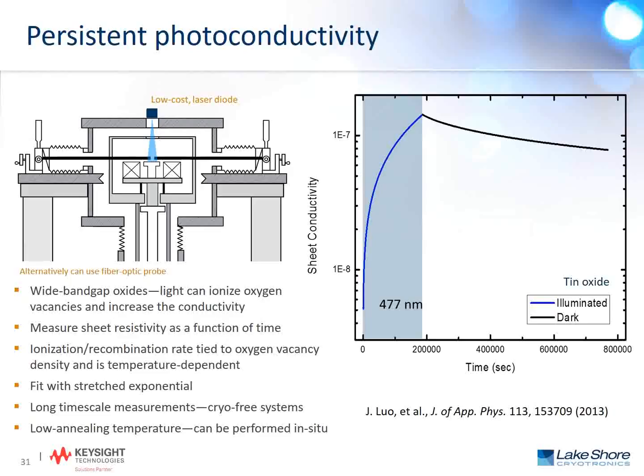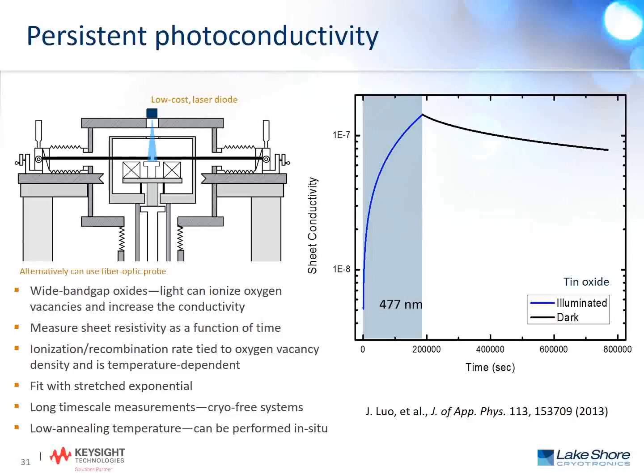So we're using a low-cost laser diode to illuminate the sample through the top optical windows of the probe station. Alternatively, you can use our fiber optic probes and a fiber optic coupled light source to do these measurements as well. Now, persistent photoconductivity is particularly well suited for wide bandgap oxide materials.